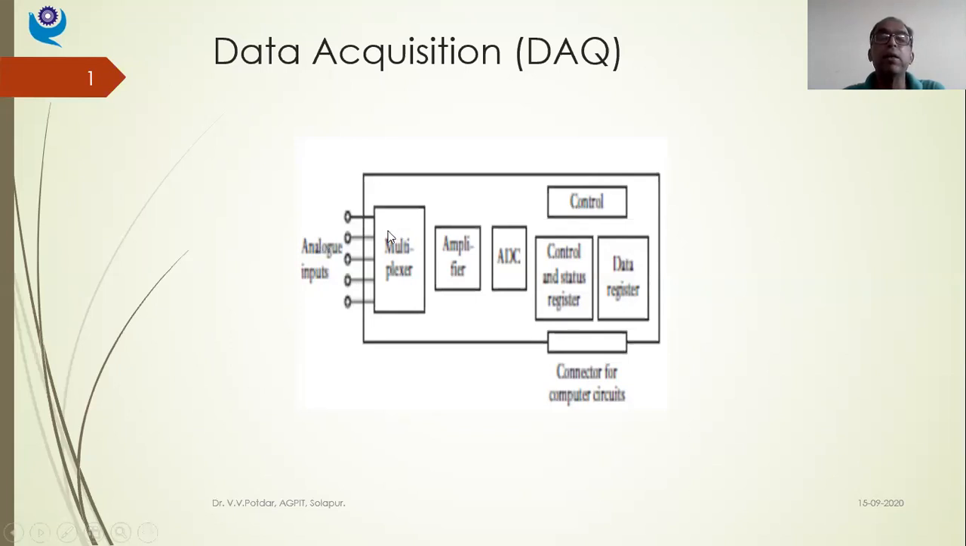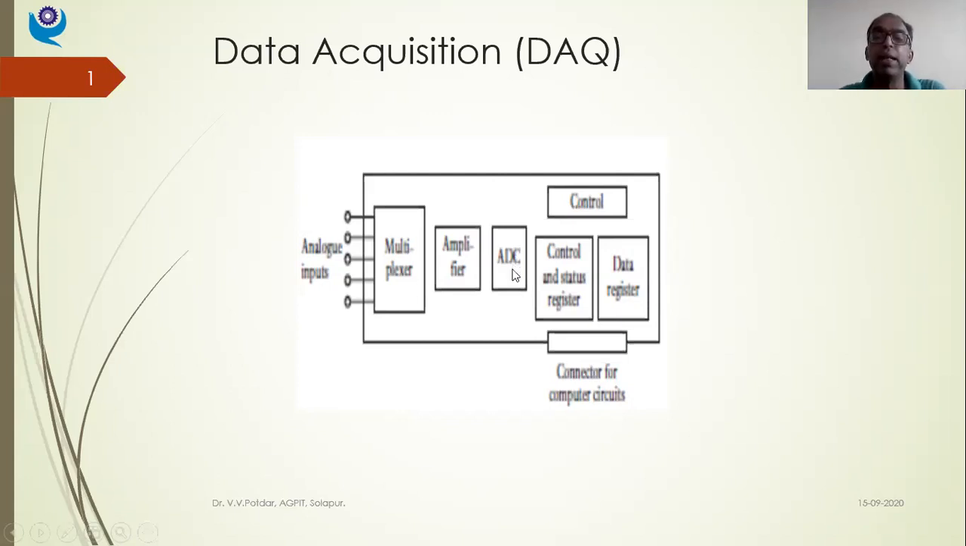Otherwise, I would be requiring different ADCs and different amplifiers, but now only a single component is sufficient, because the multiplexer receives the sensor data one after the other, and this sensor data, which is an analog signal, will be amplified and sent to the A to D converter, analog to digital converter.